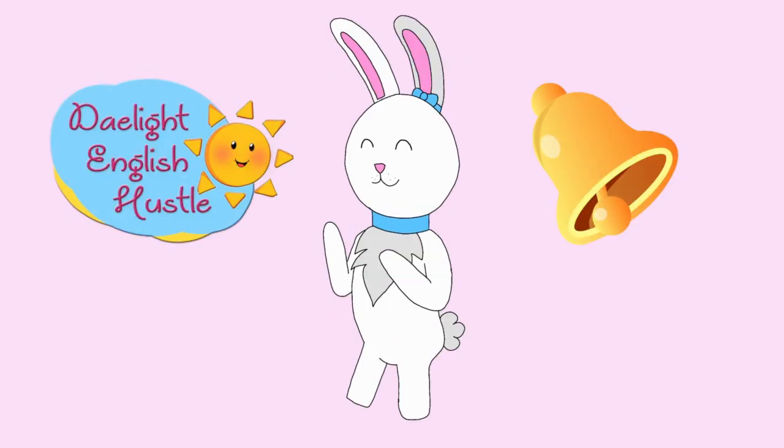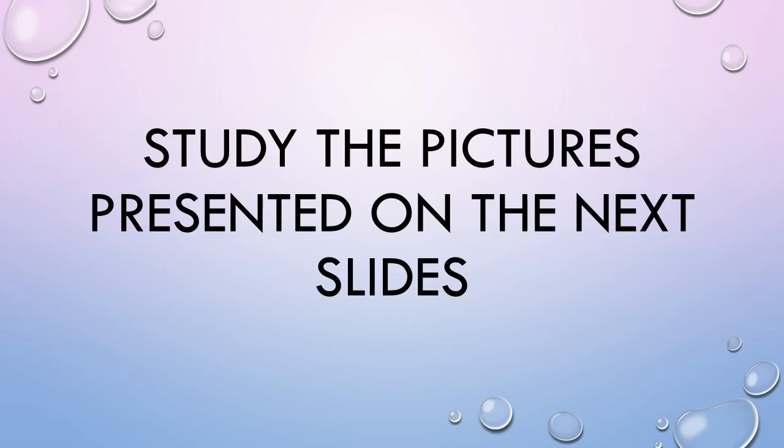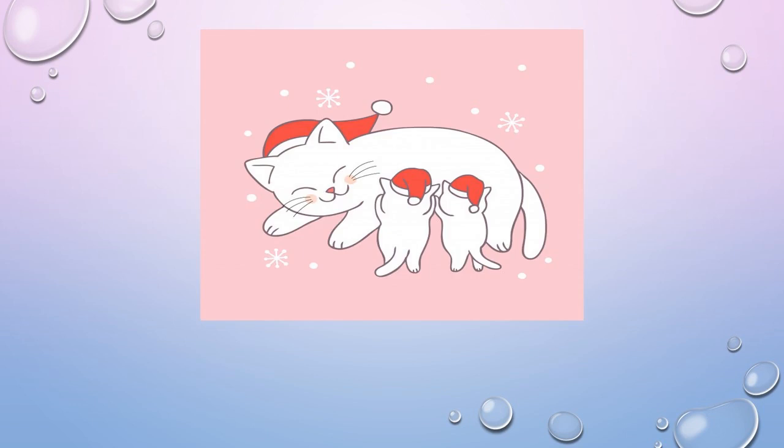To start our topic for today, I'd like you to study and identify the pictures that will be shown on the next frames. Let's start. What can you see on this frame? Very good. It is a picture of a cat and its kittens.